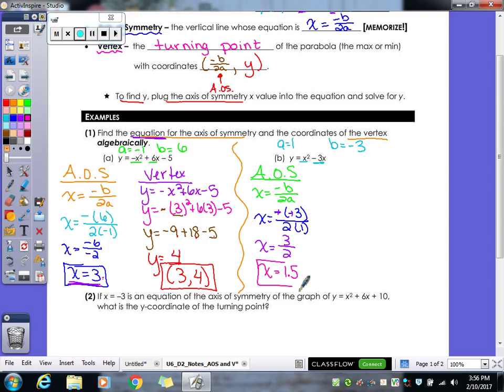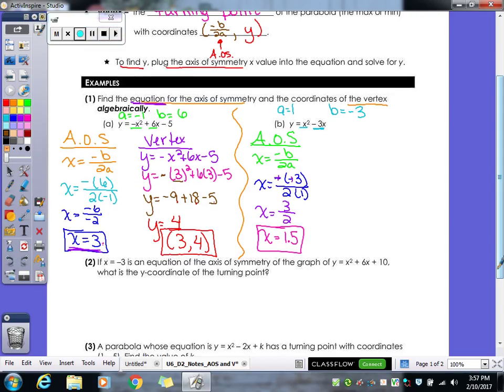So this time our axis of symmetry is a decimal, which does happen sometimes. Remember last class, that was the one we couldn't find on the calculator because our table didn't do decimals. So sometimes it does end up being that.